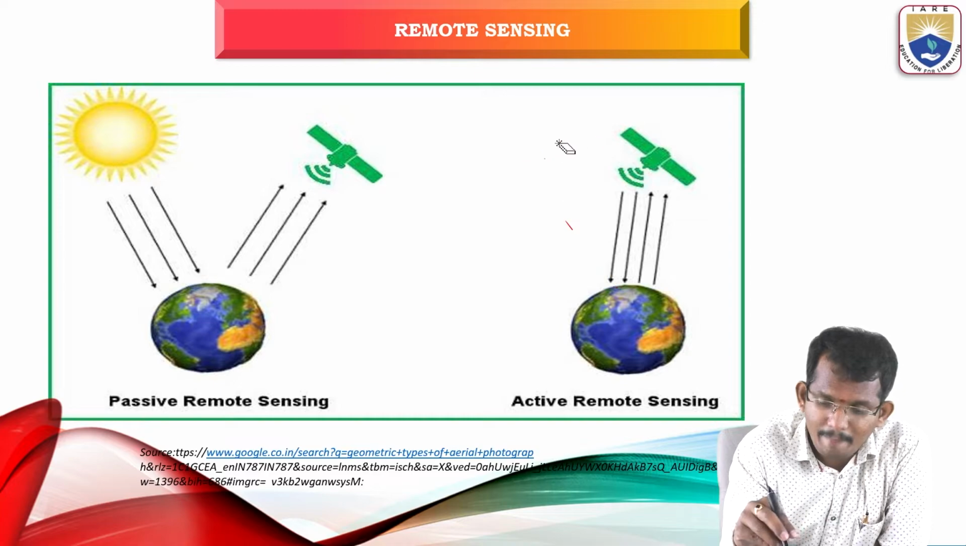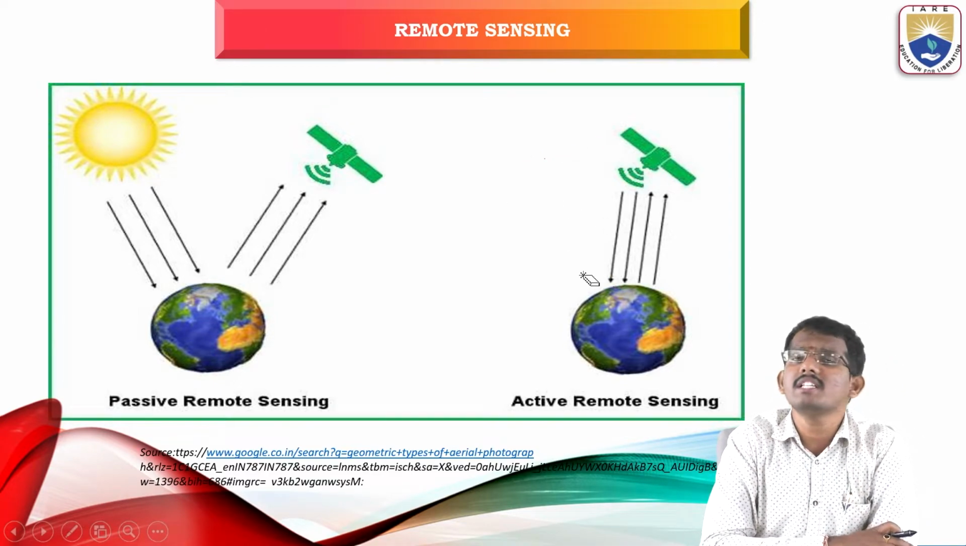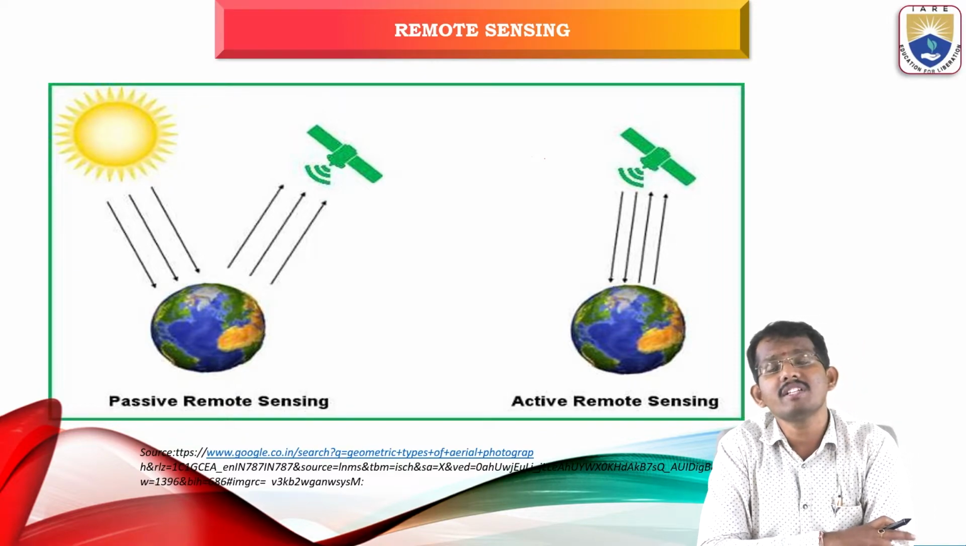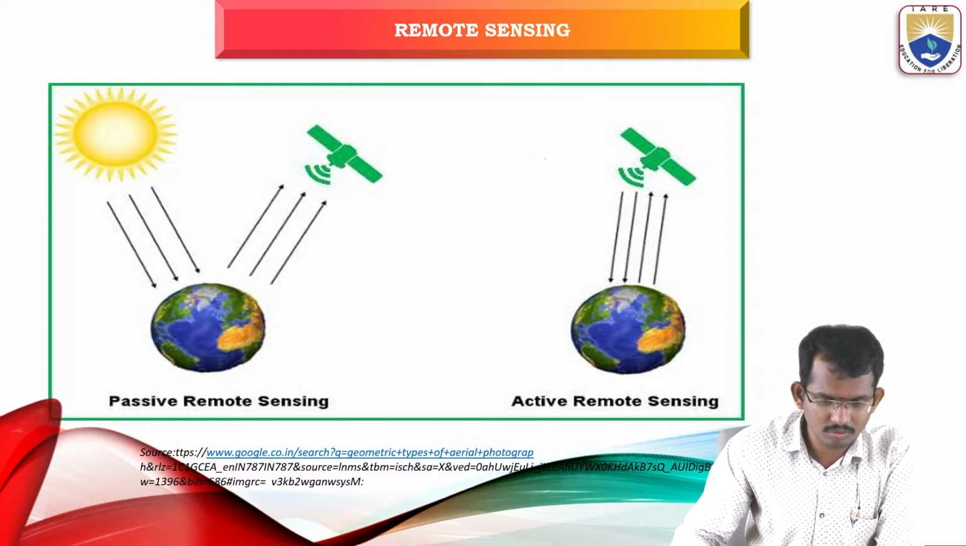So like that, this is happening in the active remote sensing, that is, when sunlight is absent. In case of passive remote sensing, there is no need of aircraft. Directly the sun emits the radiation. That radiation is reflected back to the sensors.